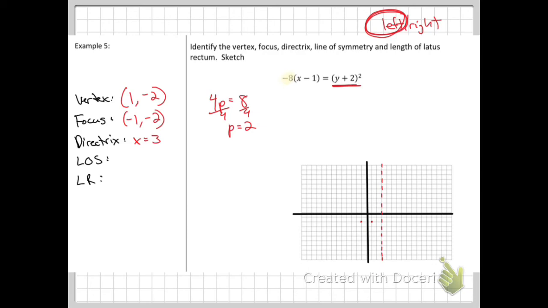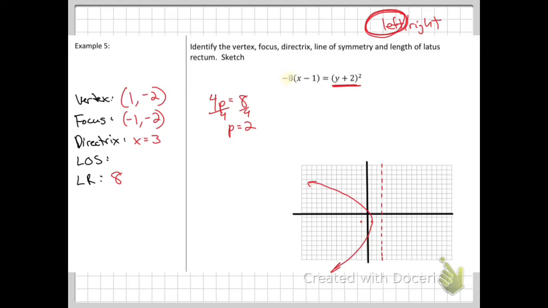So I know where my vertex is, and I know what my parabola is doing. Now I need to draw in the LR. Remember, the LR is 4p. It's that positive 8 because it's a length. So that means through my focus, remember my parabola is, let me just sketch this in real quick. This is not going to be correct. But in general, my parabola is doing that, right? Through my focus, the length of the LR is 8.